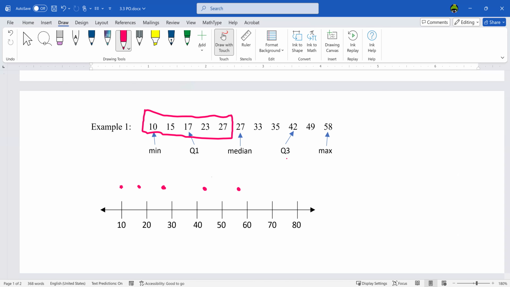So I took each of my five number summaries. I placed a dot above my number line where each of those numbers would be. And then I make my whiskers, make my box, and then the last thing I do, draw a line down through my median. So there would be my box and whisker plot for example number one's data.